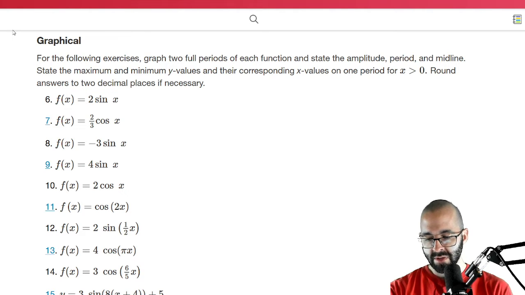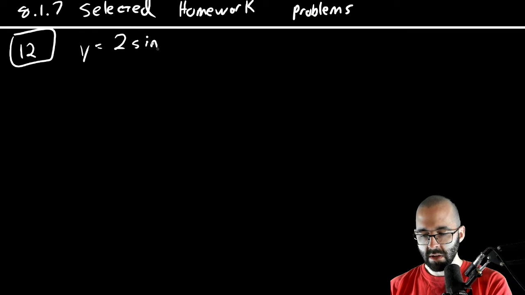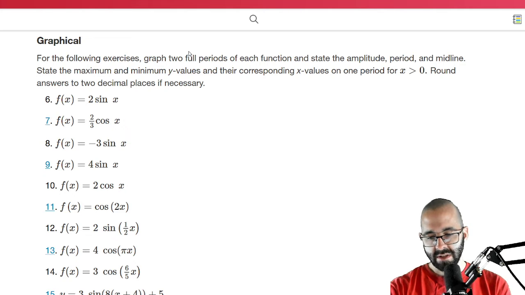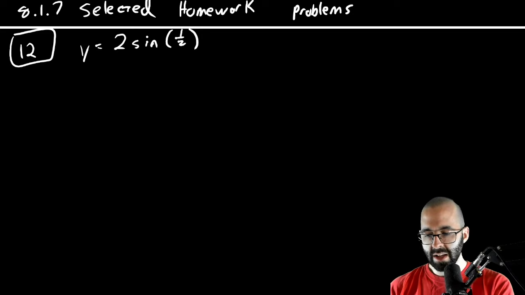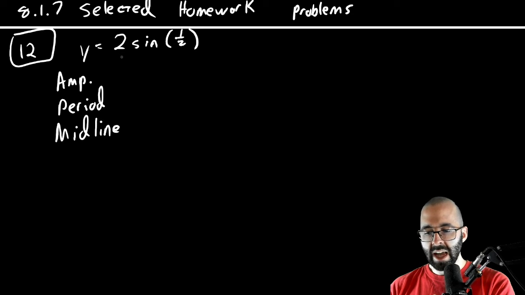So number 12 is 2 sine of 1/2 x. Let's graph it at the end. Let's do everything else first. State the amplitude, period, and midline. Let's do that. Amplitude is the absolute value of this a. Amplitude is 2.